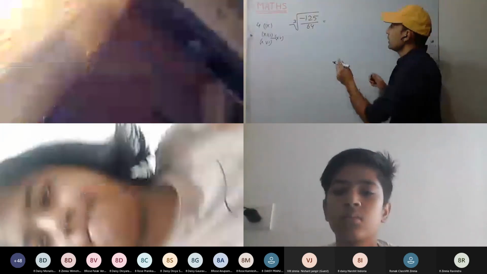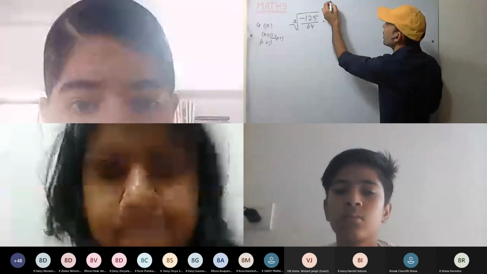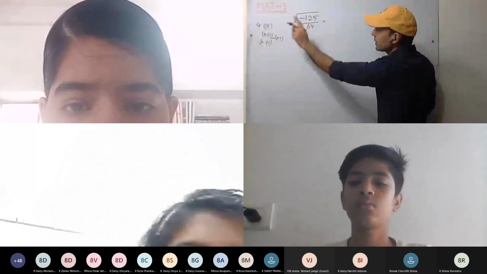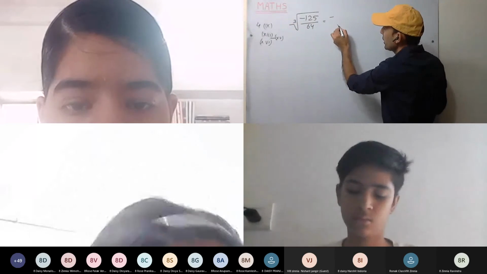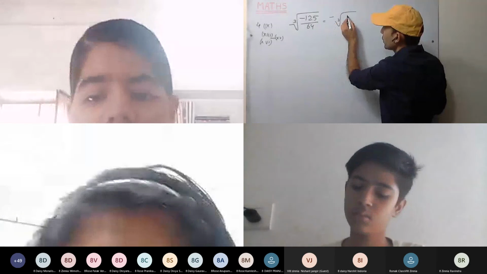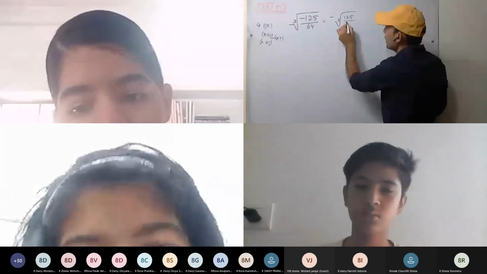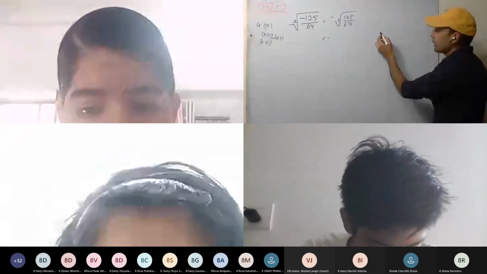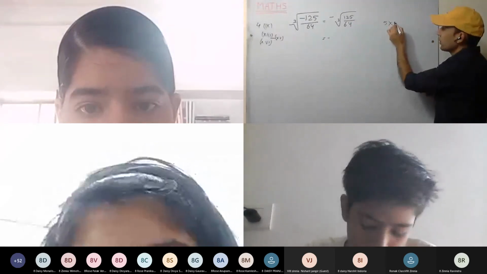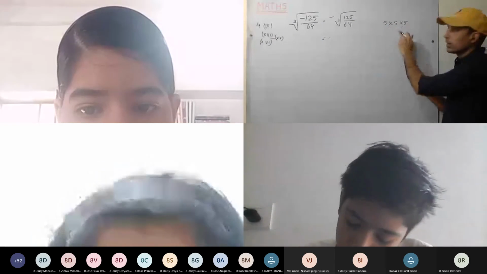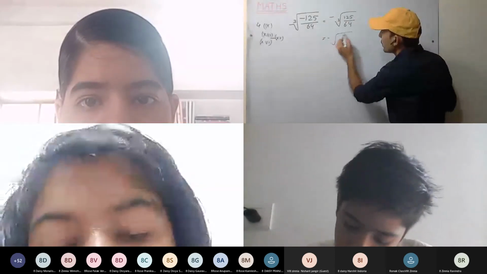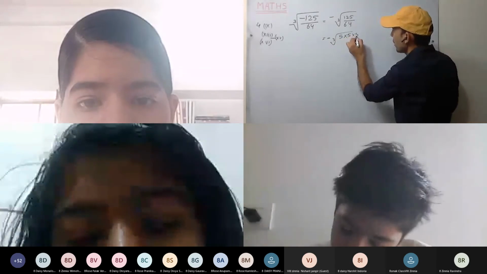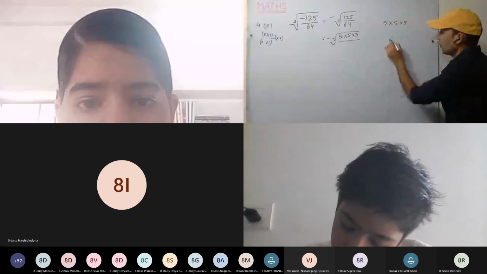Now see here. The minus sign we can take outside. The cube root of a minus sign is minus. So minus we can take outside, and we have to find the cube root of 125 upon 64. 125 can be written as 5 into 5 into 5. Factorize it. It will be the cube root of 5 into 5 into 5 divided by 64.